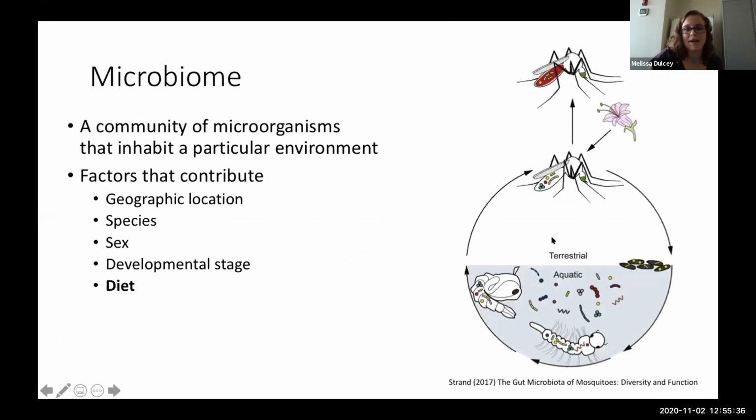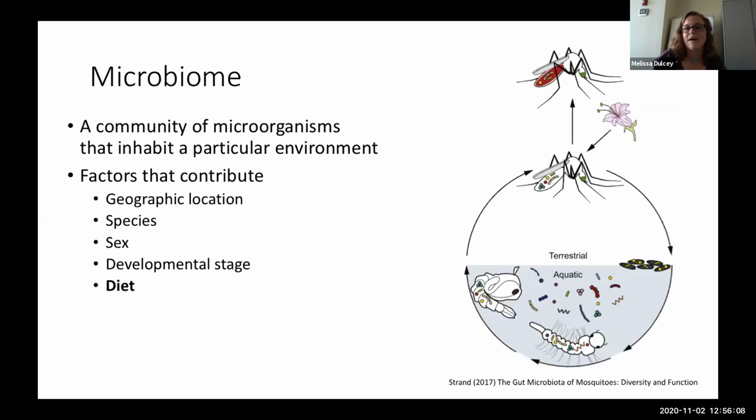So to jump right into some background, first of all, the microbiome. The definition of a microbiome is a community of microorganisms that inhabit a particular environment. This can be made up of bacteria, viruses, fungi, but to be honest, bacteria have gotten most of the attention in research. The microbiome generally varies between different environments. For instance, in humans, you can have a different microbiome in the mouth versus the gut versus the skin. And the same is true for mosquitoes and other insects as well.